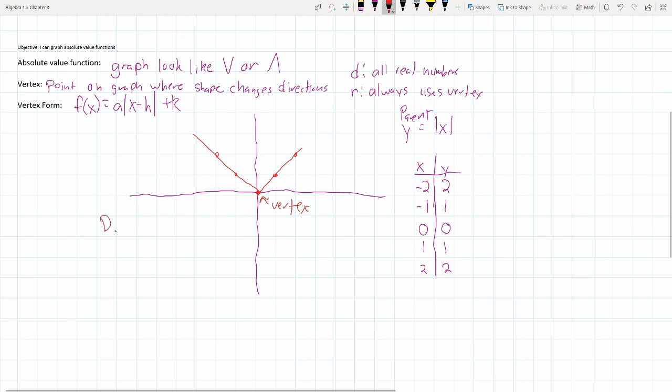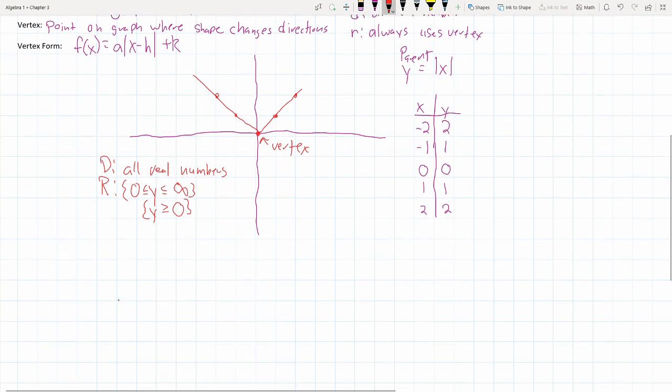My domain is all real numbers. And my range, you can write this as 0 is less than or equal to y, which is less than or equal to infinity, because we go to infinity. You might also think of this as y is greater than or equal to 0, and you're not going to be wrong there.